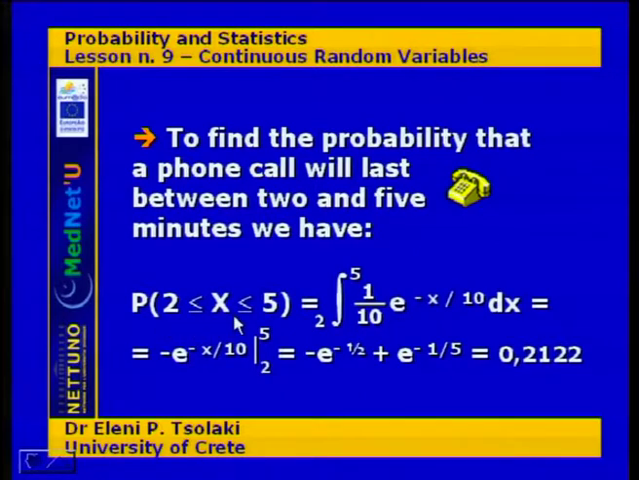So the probability of x being between 2 and 5 equals this integral here. From 2 to 5, the random variable doesn't become 0. We can just substitute x here. We substitute f of x here, and we calculate this integral. So, calculating this integral, we have that the probability that a phone call will last between 2 and 5 minutes is 0.2122.